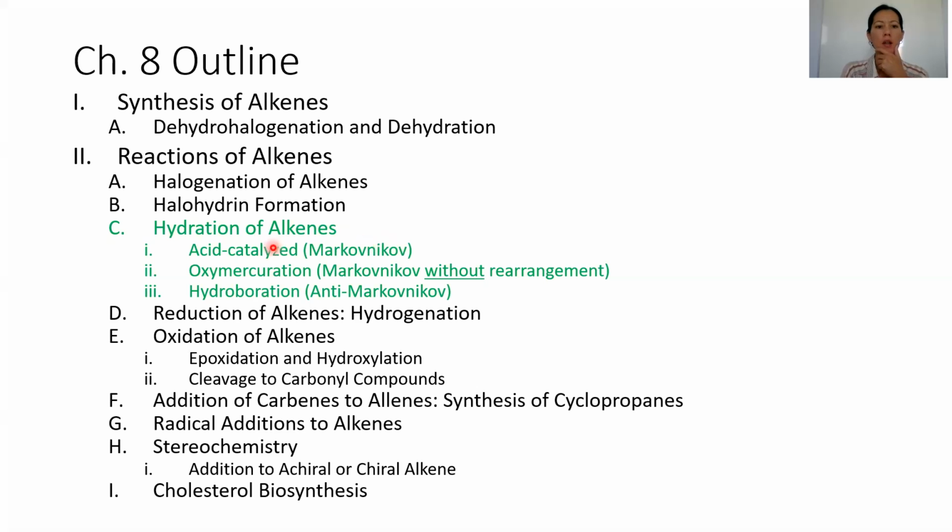And I want to show you here, there is one involving acid, for example, sulfuric acid, a mercury reagent, and a boron reagent. These are going to occur either via Markovnikov addition, Markovnikov without rearrangement, or anti-Markovnikov. So pay close attention to that.